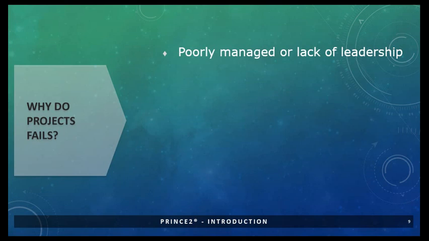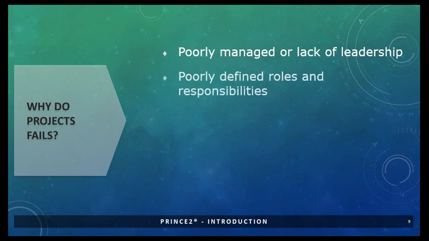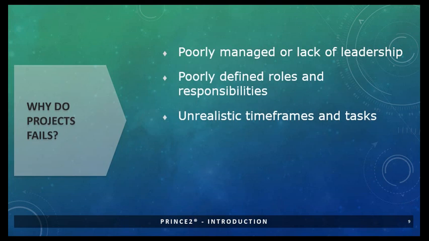Imagine a project manager not knowing what the project is, and poorly defined roles and responsibilities. And when you have unrealistic time frames and you take on tasks that are probably not feasible to complete. As a project manager, you need to ensure that you're very good at communication, and you need to keep communicating to all the stakeholders.